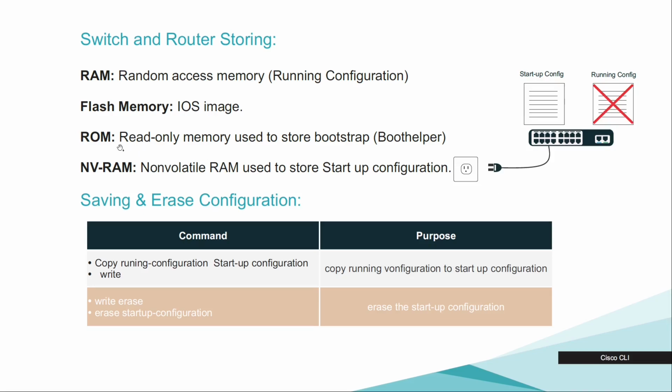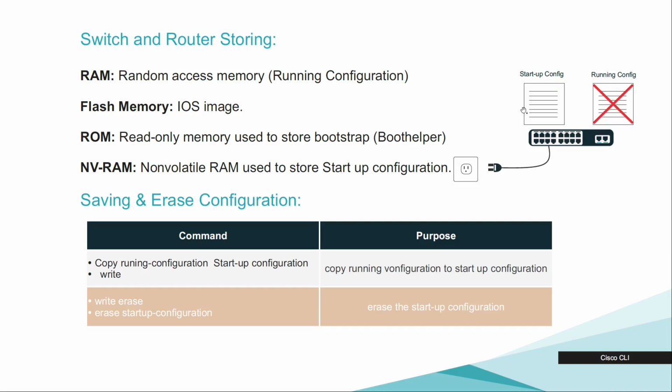We also have something called ROM, or read-only memory. In this memory, Cisco stores a specific software called Bootstrap or Boot Helper. We also have a memory called NVRAM, or non-volatile RAM. This memory is used to store something called the startup configuration. So what is the running configuration and what is the startup configuration?